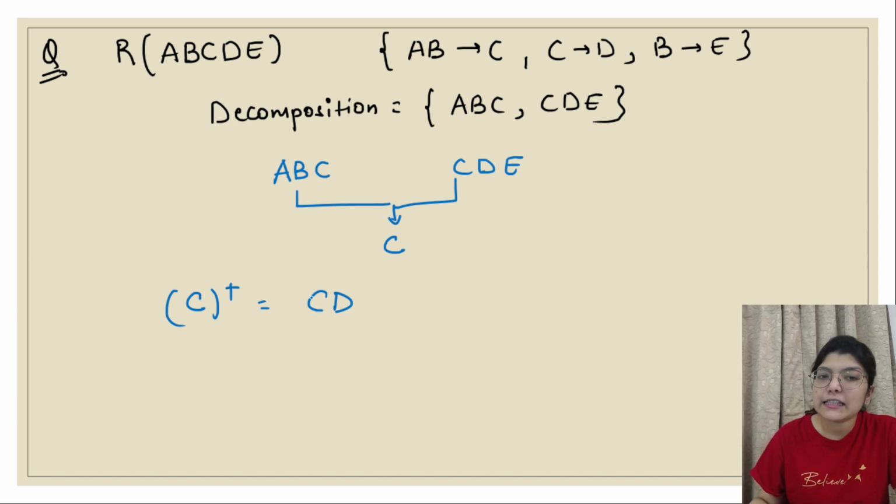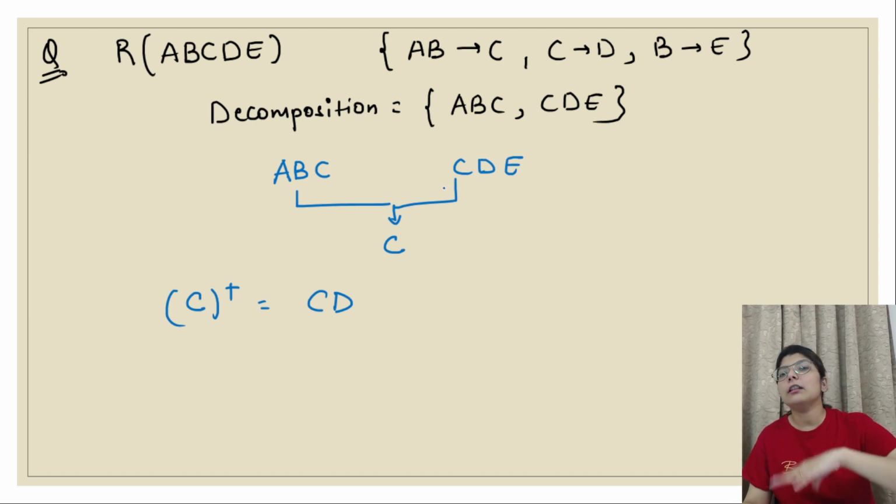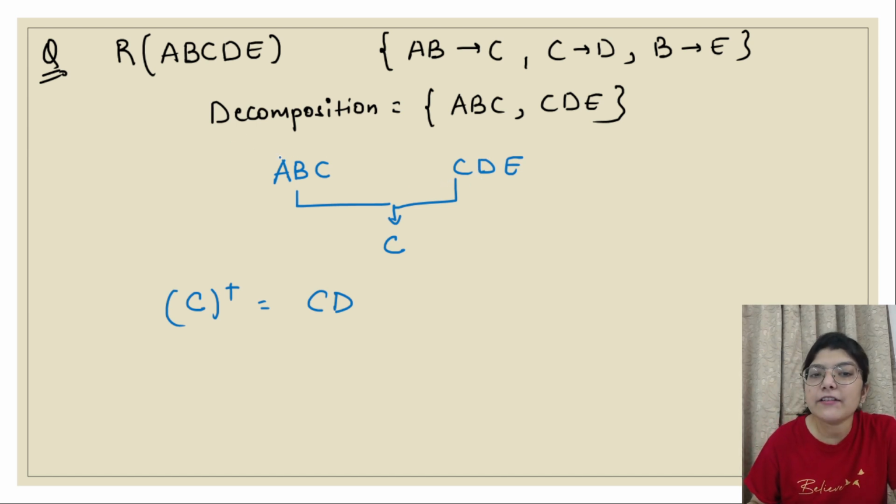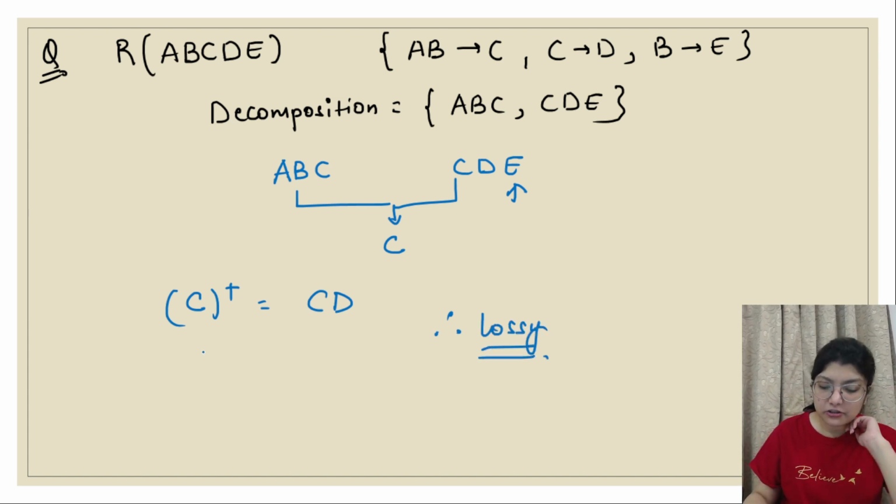And as you can see, CD is a part of this table, but it is not covering all the elements of this relation, right? This is having ABC, so no chance. But in CDE, when I take the closure of C, I'm getting C and D only. If it has to be a candidate key, it should include E as well, and it is not including E in its closure. So that is why C is not a candidate key of any of the given relations. So therefore, this is a lossy decomposition.